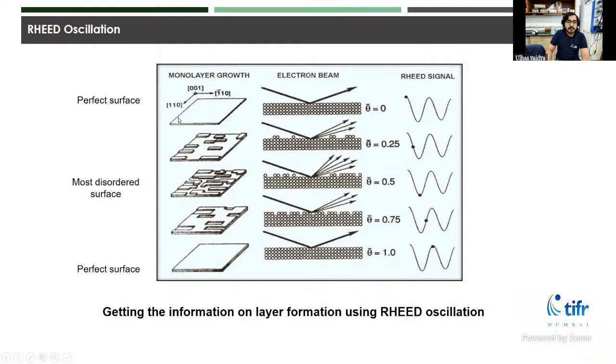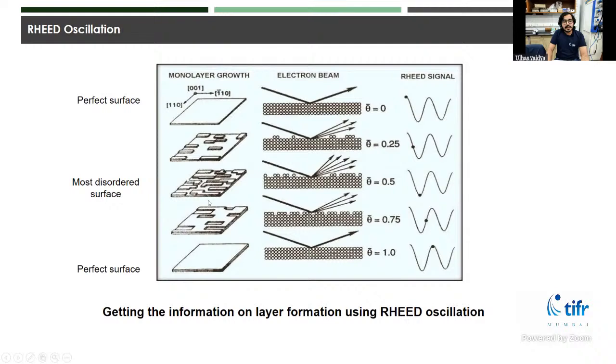So this is a perfect surface, and now as we are growing, we will not directly reach the second layer. There will be an intermediate step where some chunks have grown, but others have not. So this is a disordered scenario. Because of that, we can monitor the RHEED intensity. In a perfect surface, the RHEED intensity will be maximum. But as the layer is growing, say 0.25% of the monolayer has grown, the RHEED intensity will drop gradually.